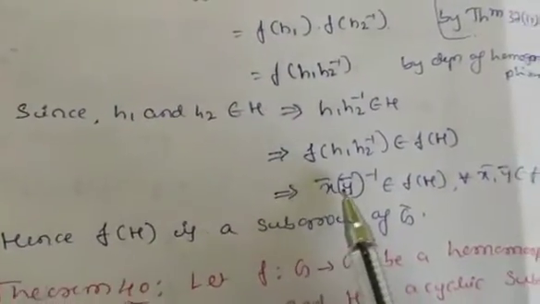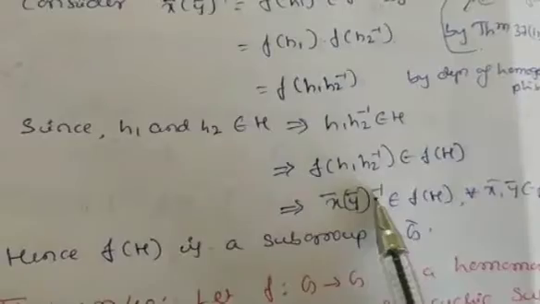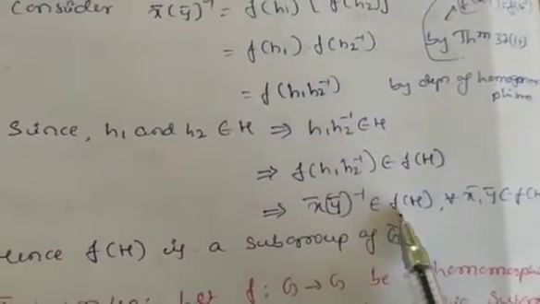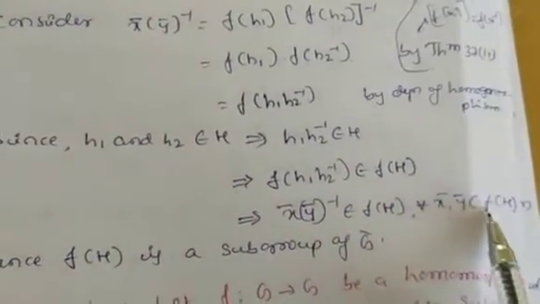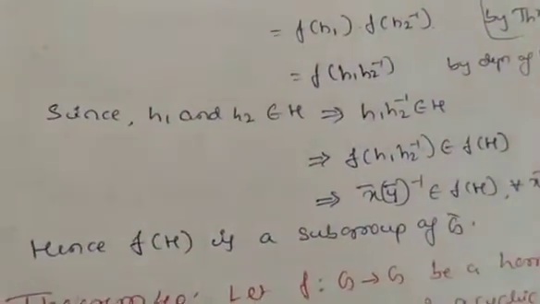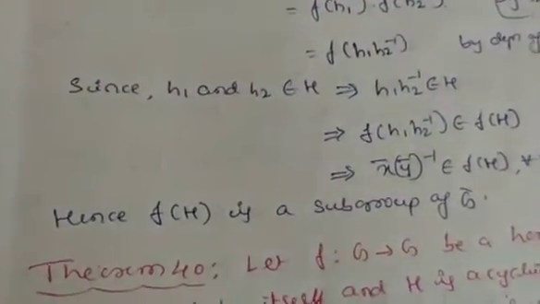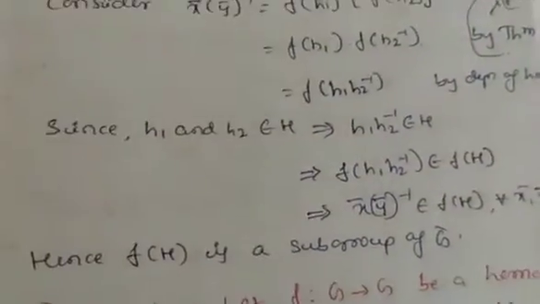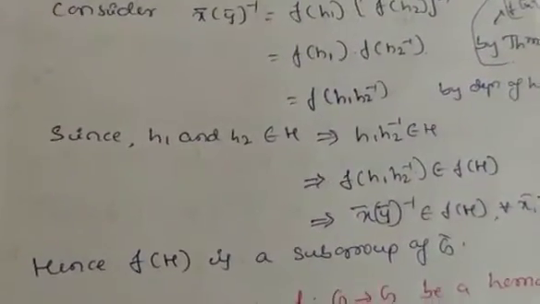So this implies what here? x bar y bar inverse belongs to f of H, for all x bar, y bar belonging to f of H. Hence f of H is a subgroup of G bar, and we know this is again the necessary and sufficient condition to prove that it is a subgroup.